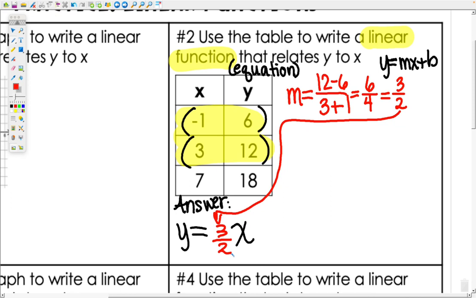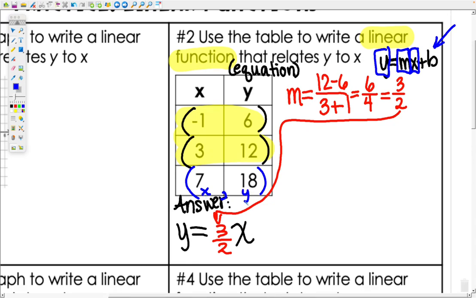Now I need to find the b. I'm gonna revert back to what I said earlier up here at the top. We need to put the y, the m, and the x in place so we can solve for the b. Remember, I get the y and the x from our chart. So do you just not do anything with 7 and 18? I mean, I can use them right now if you want. Because if I use 7 and 18, this could be my x and my y. So we pick a point. It doesn't matter which one. I'll use this one, 7 and 18.